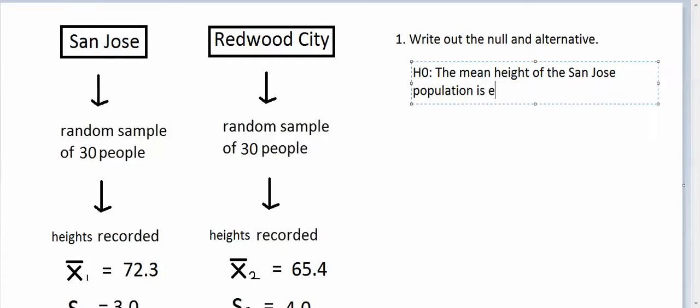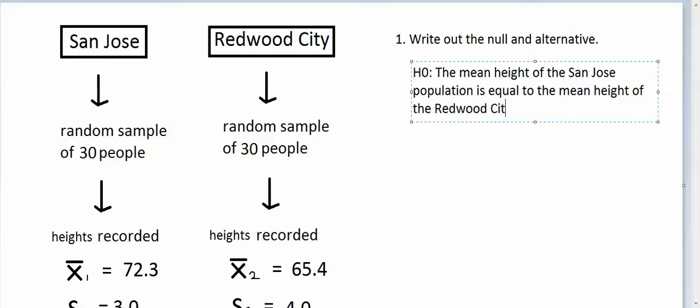I'll say San Jose population just to make it clear that I'm talking about the mean of the population and not the mean of the sample. And the alternative hypothesis, which is H1, is the opposite possibility. It's a possibility that the population means aren't equal. So I'm going to write it out the same way, but I'm going to change equal to not equal.